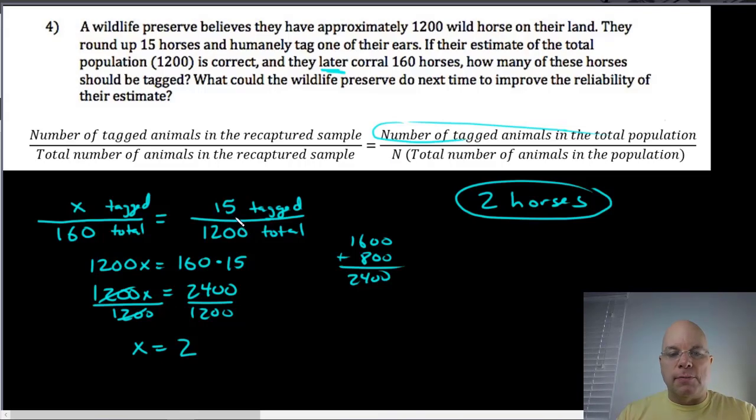The most obvious and probably the most straightforward way would be to tag more horses in the first place. If this 15 was 40, then you get a much more reasonable estimate. When you recapture 160, you should expect some of those to be among the 40 tagged horses. Another thing you could do is tag 15. I still don't think that's a great idea, but if you're going to tag 15 and recapture 160, you better recapture 160, send them back out, recapture another 160, send them back out, to do several trials. You either want to tag more animals in the first place or do several trials, or maybe both of those things to improve the reliability of the estimate.